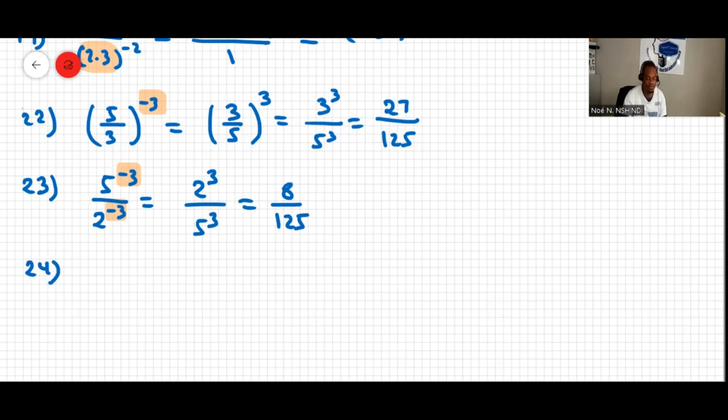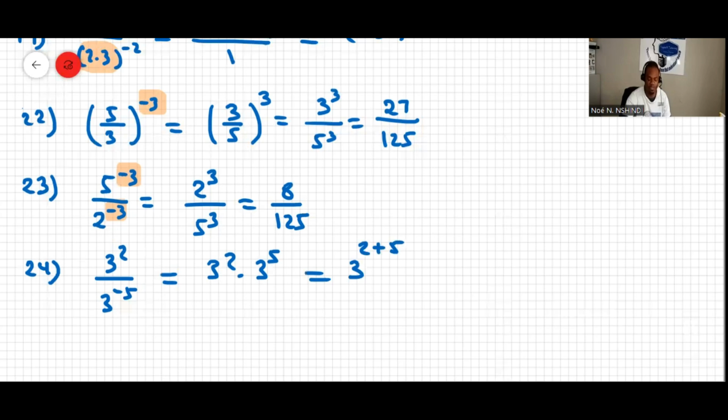24 is like 3 squared over 3 to the -5. So in this case, we can write 3 squared multiplied by 3 to the positive 5, and then we combine like terms because the bases are common, and this is equal to 3 to the power of 7. 25, I left for you to practice because it's much similar to a previous question.